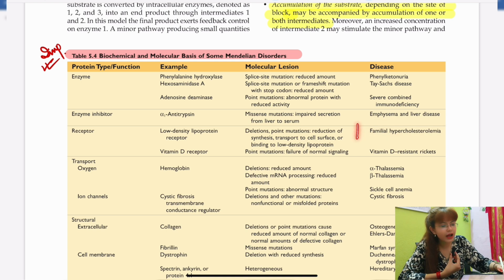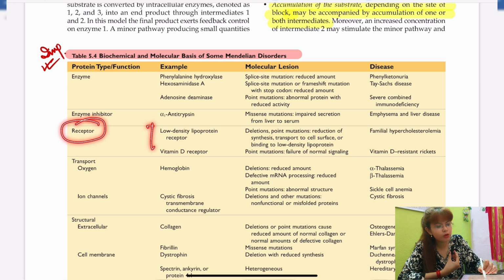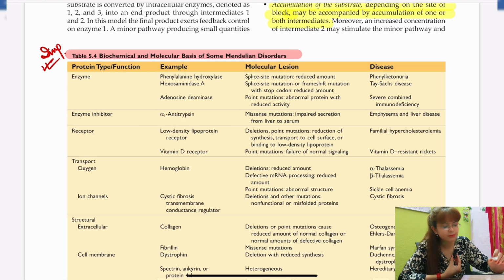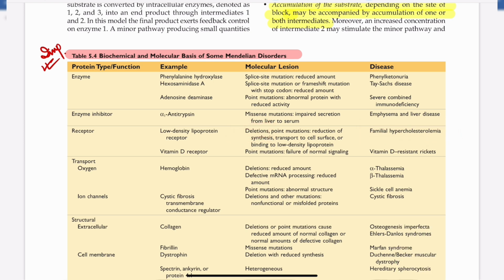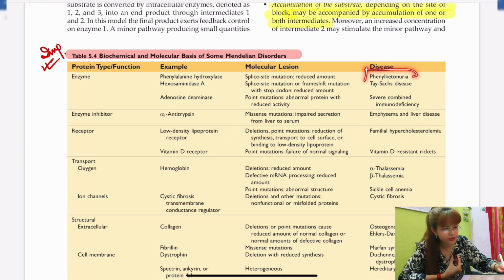If you talk about familial hypercholesterolemia, then there are deletions happening here at the level of the receptor, where you can see the low density lipoprotein receptor is getting mutated or deleted, because of which this disease is taking place. Then if you talk about phenylketonuria, the enzyme responsible is phenylalanine hydroxylase. It's an enzyme, and there's a splice site mutation happening here.